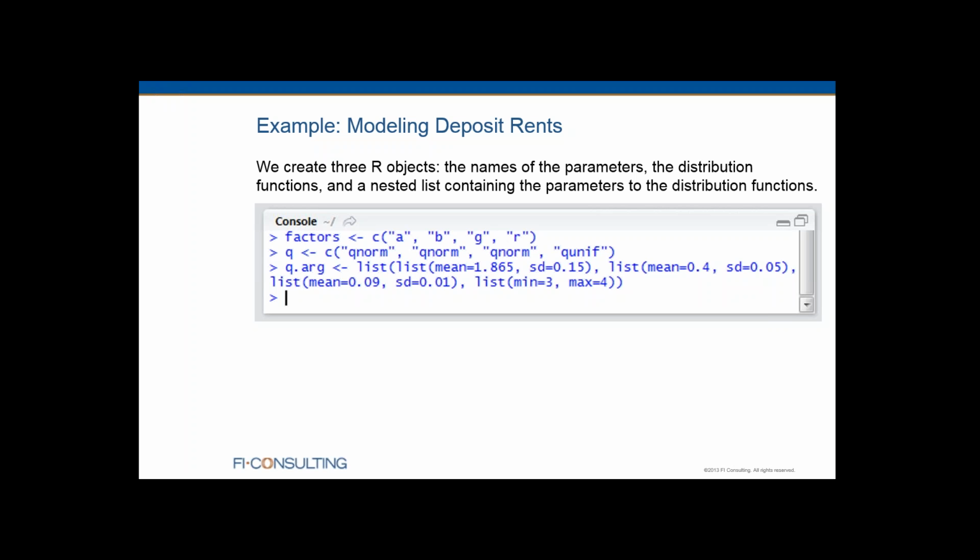We then create 3 objects in R: the names of the parameters, the distribution function, and a nested list containing the parameters to the distribution functions. So here is a vector of our different probability distribution functions. You can see that the first three entries are normal, and then the last one is uniform. And then here are our arguments. For the normal distribution, we can list the mean and the standard deviation, first and second moment. And for the uniform distribution, we're just going to list the minimum and the maximum that it will draw from.